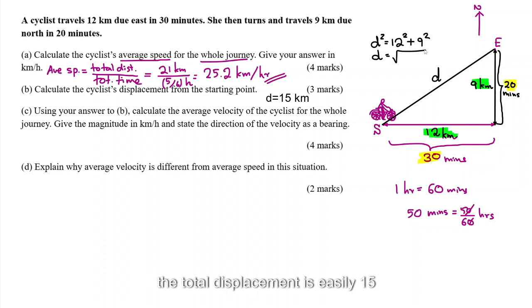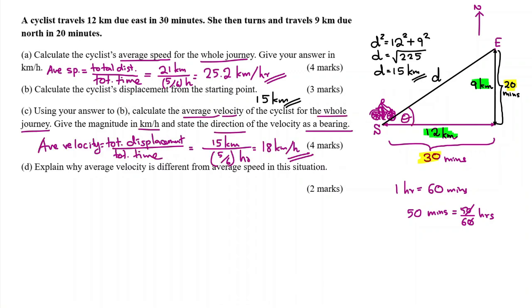Now, the total displacement is easily 15 kilometers. Time is the same, so 5/6 of an hour. So my answer here is 18 kilometers per hour. That is the magnitude. However, the question clearly says that you need to get the direction too. Now, to get the direction, I need to find the angle from the north. So I'm just going to first work out this angle theta.